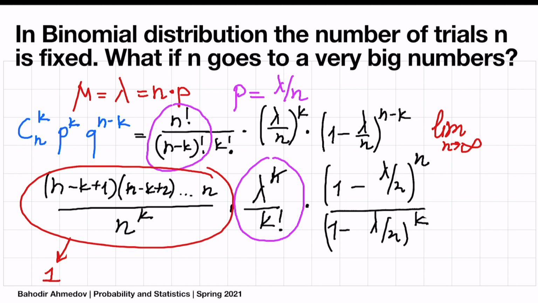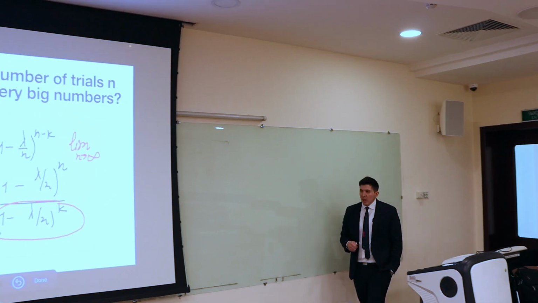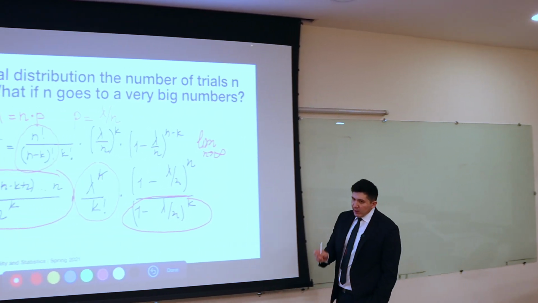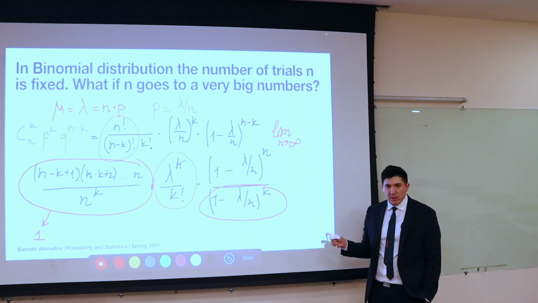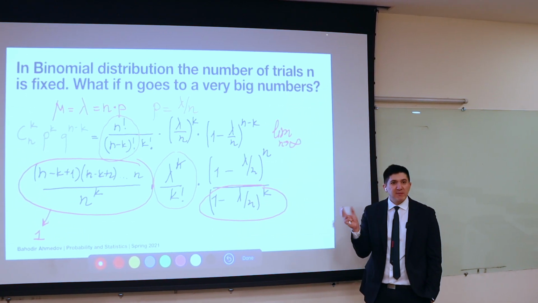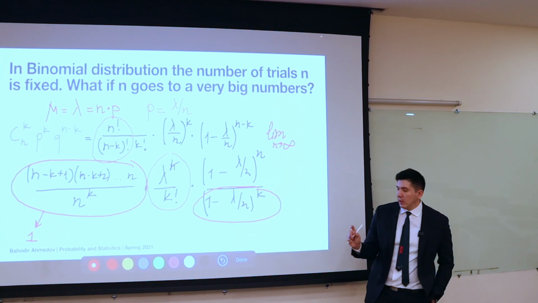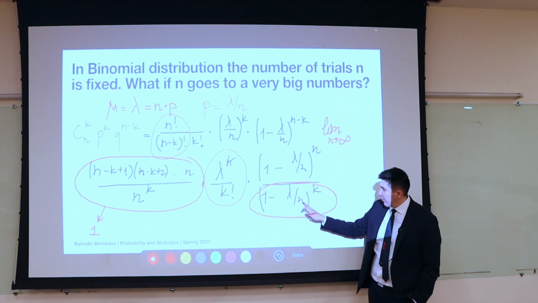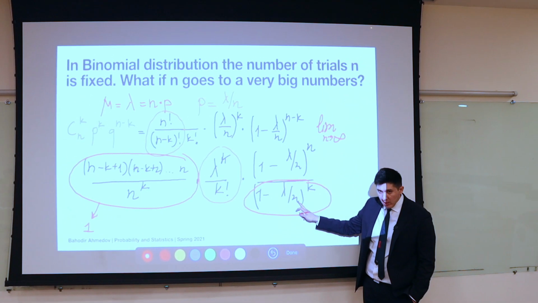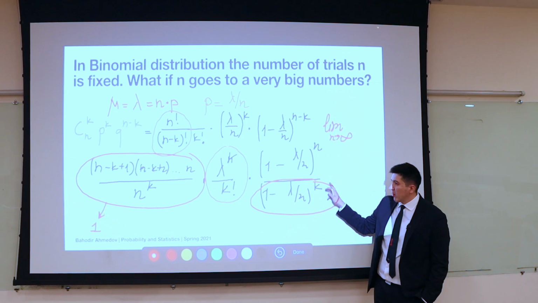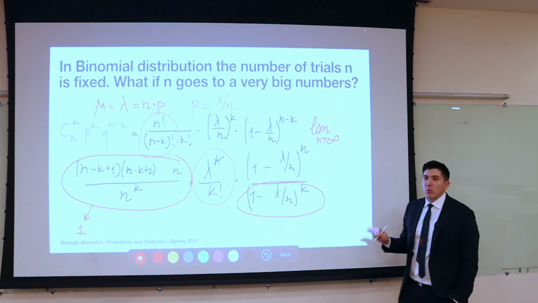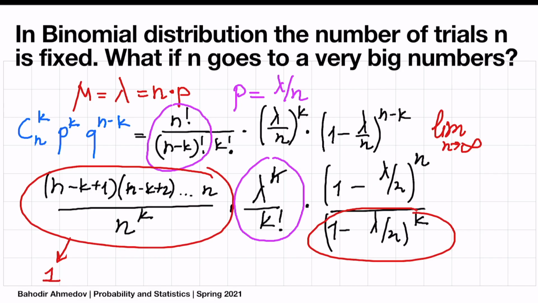So what is the limit of this term here? Lambda is a finite number and k is a finite number. They are fixed. They cannot be infinity. So a finite lambda divided by infinity is 0. 1 minus 0 to the power of some finite number is going to be equal to 1. So this limit is equal to 1. But this limit is not 1.